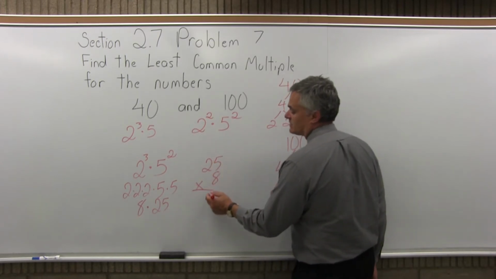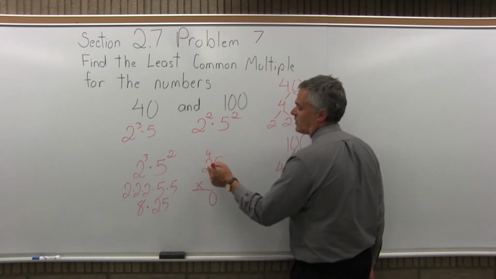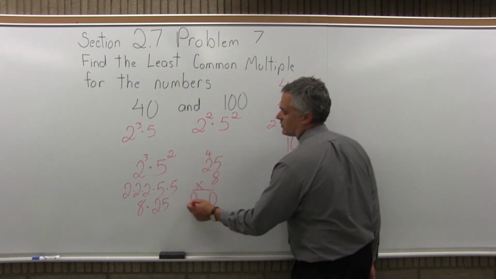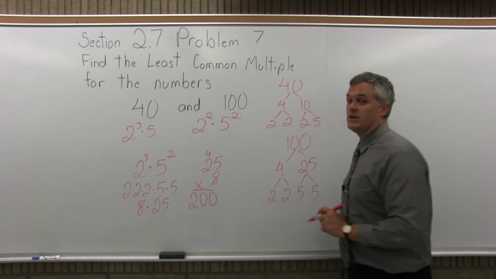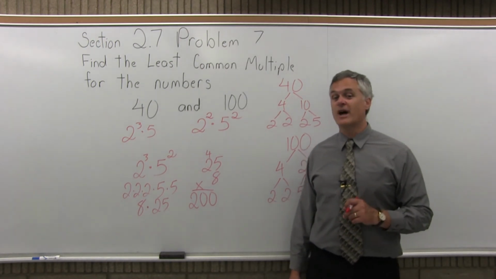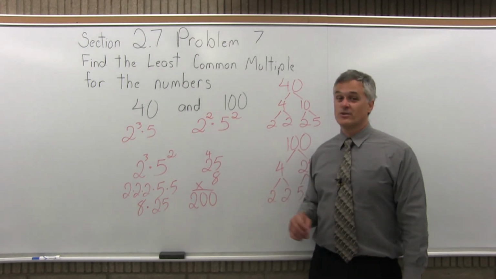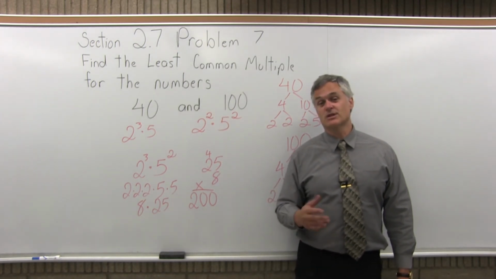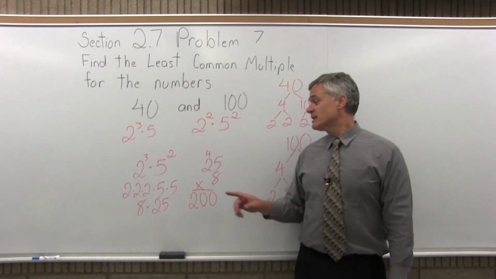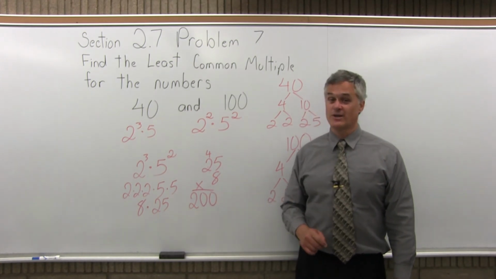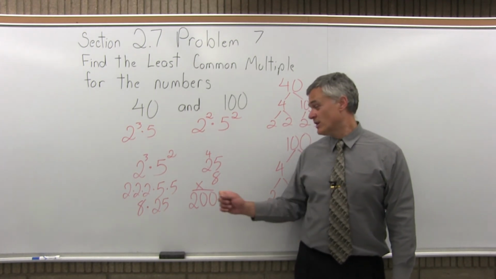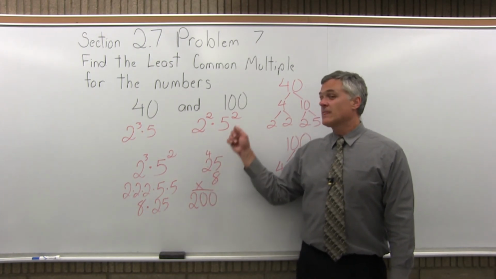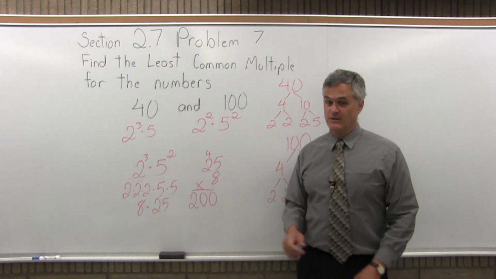8 times 5 is 40. Write the 0, carry the 4. And then 8 times 2 is 16. 16 plus the 4 we carried is 20. So it's 200. That's really the lowest value that both 40 and 100 divide into evenly. So they did both go into 400 evenly, as I predicted in the beginning of the problem, but it turns out that 400 is not the smallest value. There's a value even a little smaller than 400, just 200. So 40 divides into 200 evenly. 100 divides into 200 evenly.